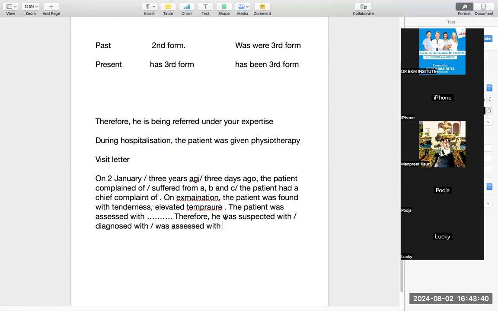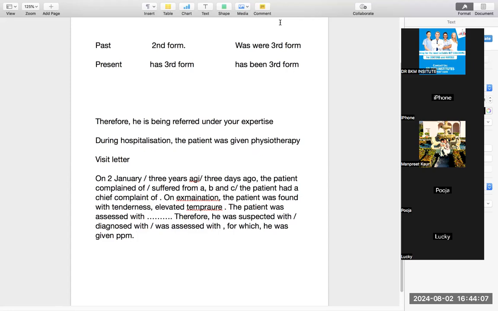Again, the thing that I'm teaching you at the moment is passive, because we are the hospital. We will examine the patient. Patient would be found by us, was found by us. He was suspected by us. He was diagnosed by us. He was assessed by us, for which then you can use this connector. He was given paracetamol. This is how the grammar works in OET.